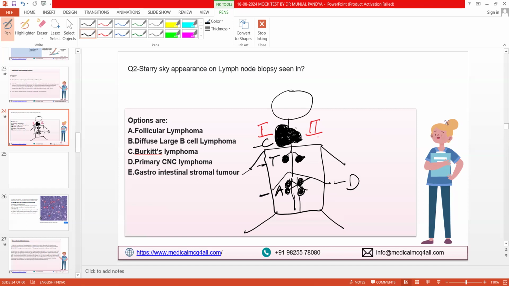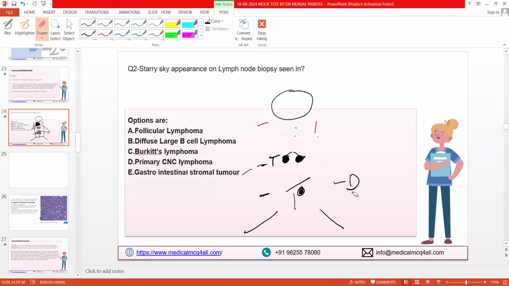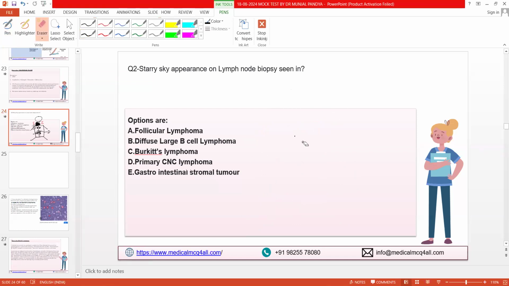So everyone should go and read the staging of lymphoma. It is not difficult, right? It is very easy. So let me tell you once again, and let me draw it once again so you better understand. It is very simple, but we never heard of it, right? So this is the thing.